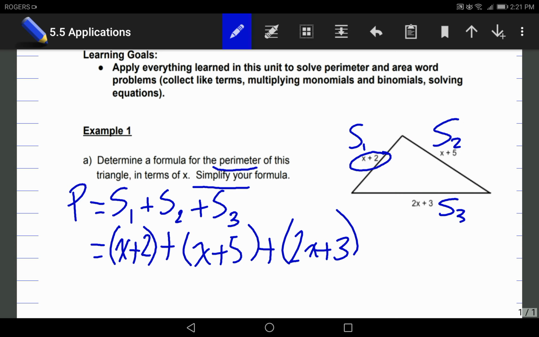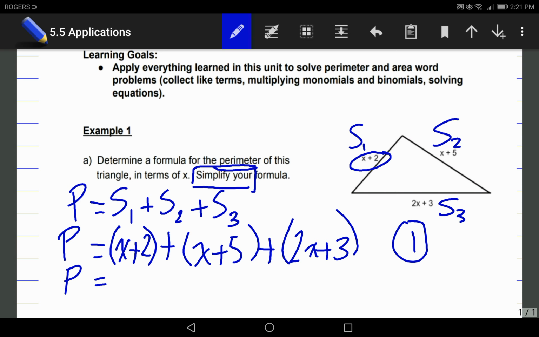If this question were out of 2 marks, this would be 1 mark. You would get 1 mark to this point. We found a formula for the perimeter: perimeter equals x plus 2 plus x plus 5 plus 2x plus 3. But the other mark, if this is out of 2, would be to simplify. And hopefully you can look at that now and say, oh, I've got some like terms that I can collect to simplify this down a little bit. So let's do that.